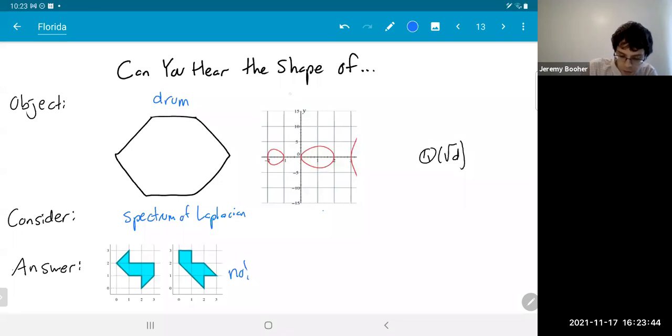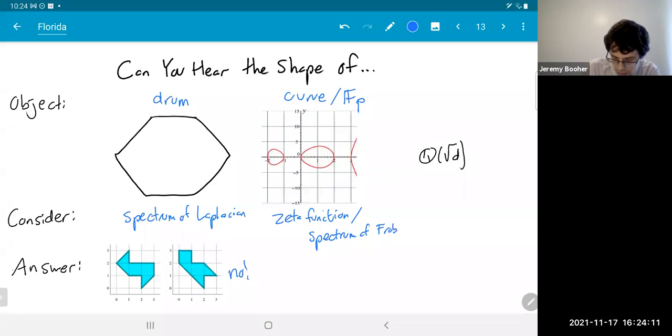Now, the question I want to focus on today is, can you hear the shape of a curve? By that, I mean a curve over a finite field. I've given you a picture of a curve over the real numbers, but really we should work over a finite field. And what do we look at? Well, we look at the zeta function of the curve. That's what tells you about all the point counts. But we think about computing it by looking at the spectrum of the Frobenius. So it's a natural linear transformation, and we're looking at its eigenvalues, exactly analogous to the way you look at the spectrum of the Laplacian.